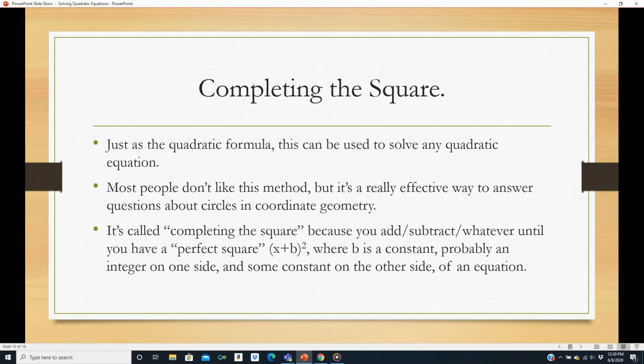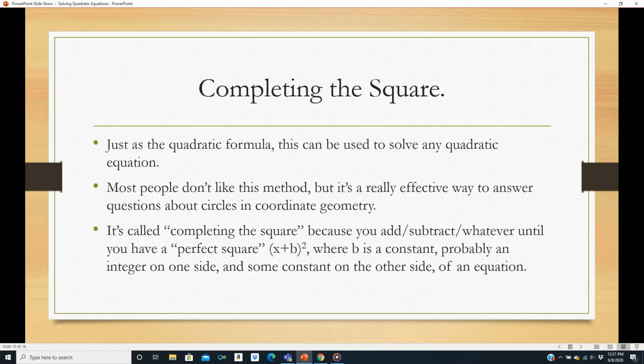So here we go. Completing the square. Just as the quadratic formula, this can be used to solve any quadratic equation. Most people don't like this method, but it's a really effective way to answer questions about circles and coordinate geometry. It's called completing the square because you add, subtract, whatever until you have a perfect square. That's going to be something in the form of x plus b squared, where b is a constant. Of course, x is our variable.